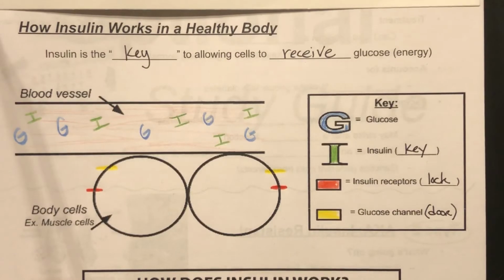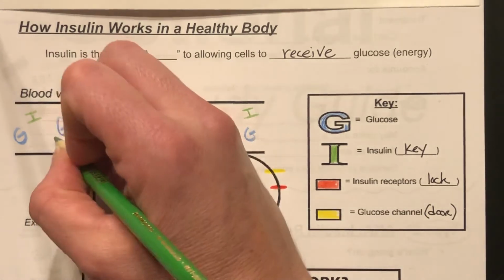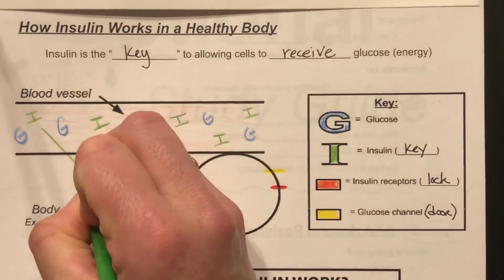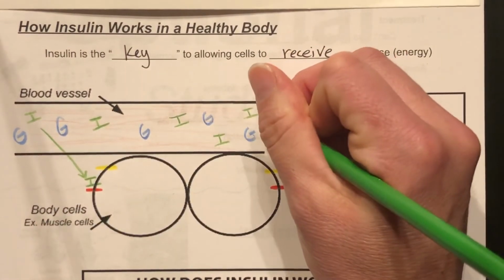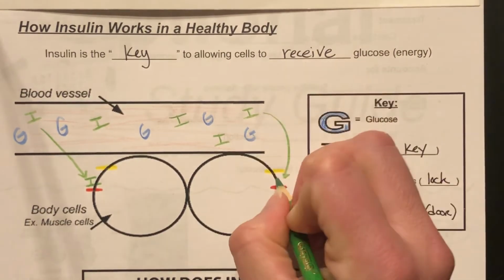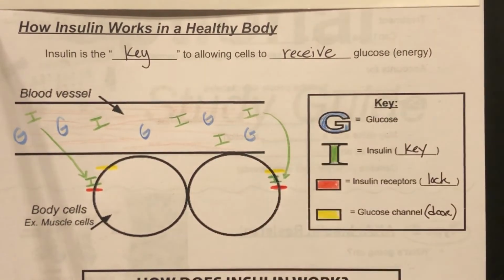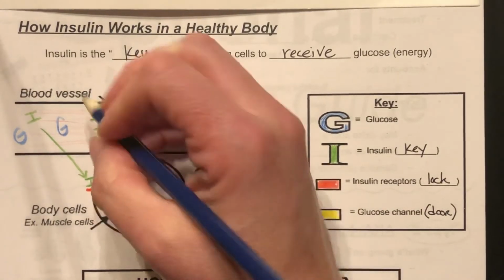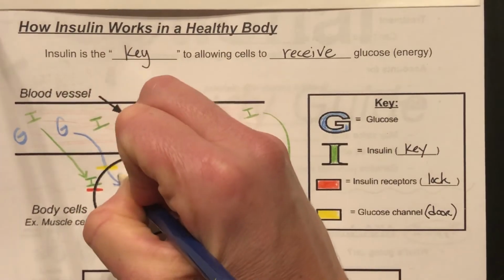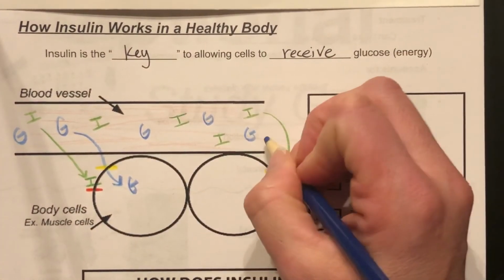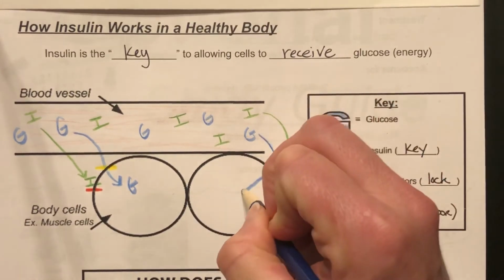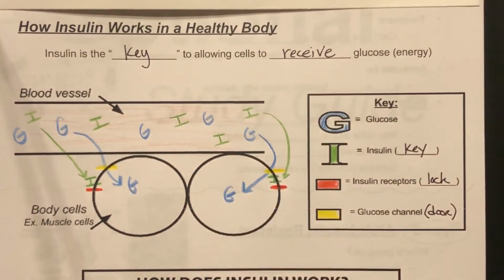So in order for these cells to receive fuel, insulin will meet with the receptor. So let's do that first. So they will actually leave the bloodstream, and that will allow glucose to make its way through the glucose channel and enter into the cell. So that's what's happening in a healthy body.